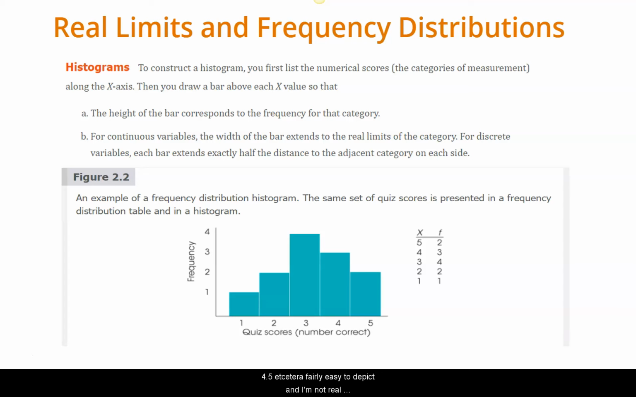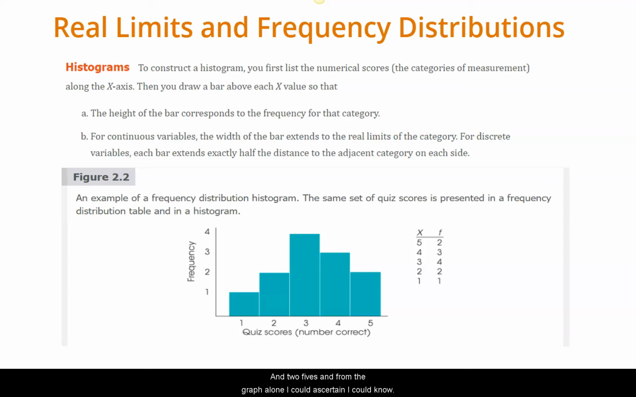It's fairly easy to depict, and I'm not real insistent on graphing in a way that is, how to put it, artistically sound. Many of my graphs tend to be sort of crude looking when I draw them in class, but they tend to depict the point. But you can easily see what's going on here is that I've got 1 1, 2 2s, 4 3s, 3 4s, and 2 5s.